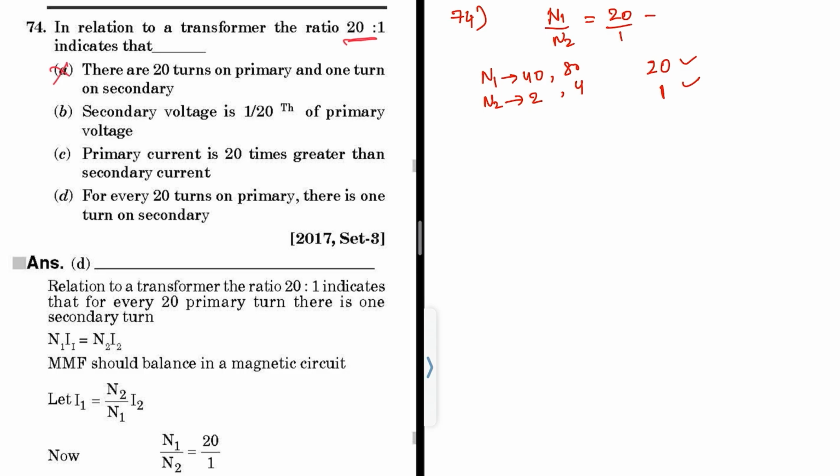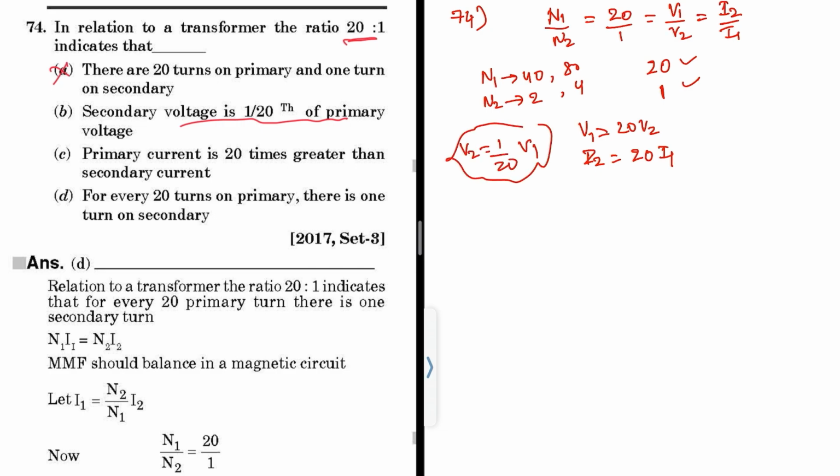So we know the relation V1 by V2 equal to I2 by I1. So V1 equal to 20 V2 and I2 equal to 20 I1. So secondary voltage is 1 by 20th of the primary. So V2 equal to 1 by 20 of V1. So this answer is right. And primary current is 20 times greater than the secondary current? No, primary current is 1 by 20th times of the secondary current. So this is wrong.